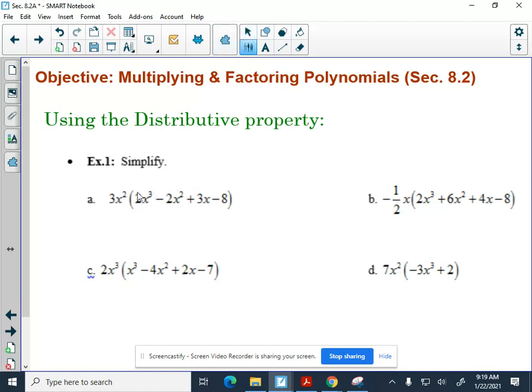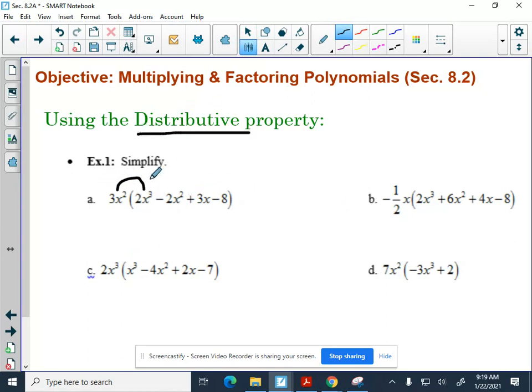We are going to take 3x squared times 2x to the third. We'll forget about the rest of this. We're going to use the distributive property, so we're going to multiply it by everything. But when we multiply, we simply multiply the numbers. So this is 6, and then the exponents add. So it becomes 6x to the 5th, because there's 2 x's times 3 more x's. That makes a total of 5 x's being multiplied.